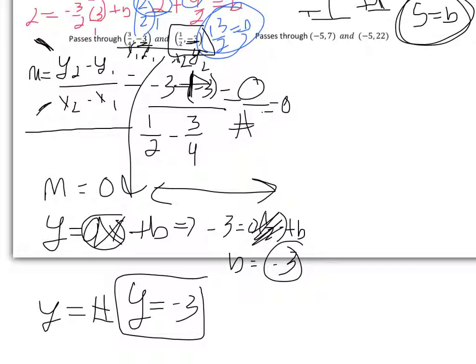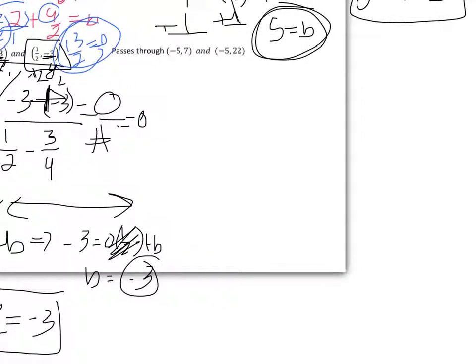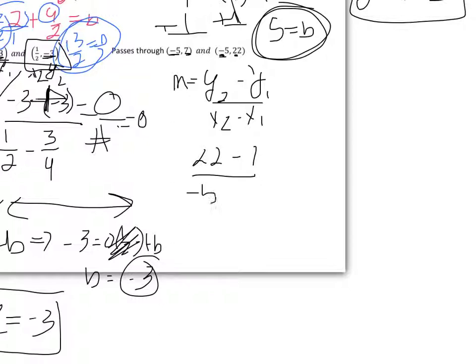Now the last one we have over here is this one, and once again, whenever we have 2 points, first thing we need to do is find the slope. So m equals y2 minus y1 all over x2 minus x1. Now this could be our x1 and our y1, this would be our x2 and our y2. So plugging those in, 22 minus 7 all over -5 minus -5.